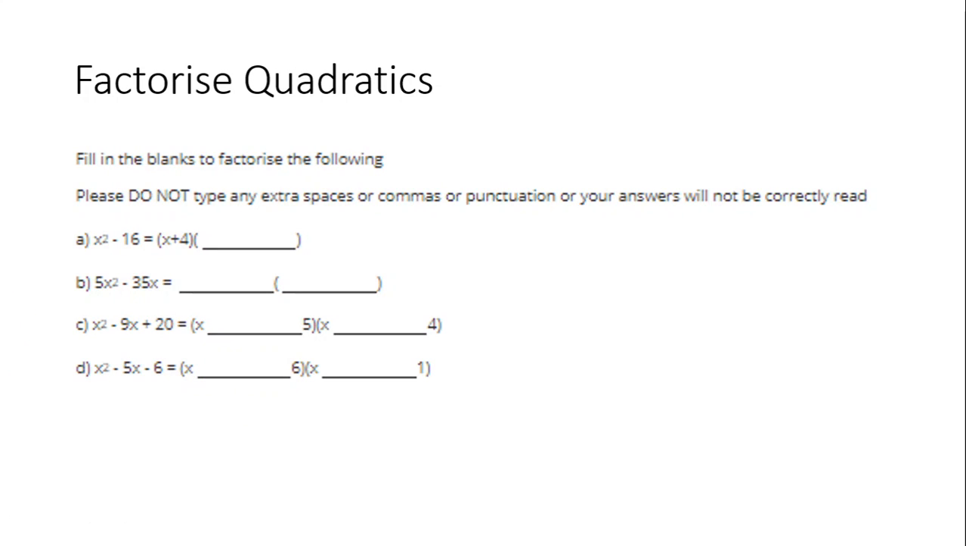Okay, last question here. Factorizing these, filling in the blanks. I hope nobody left any extra spaces or punctuation. We're just putting in the x, plus or minus, or the number.